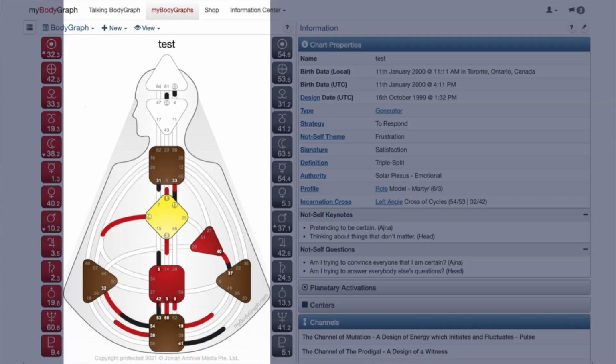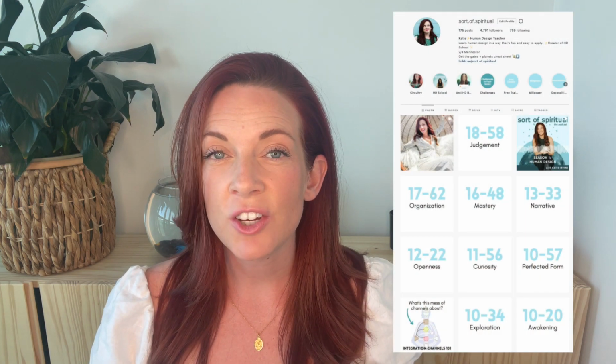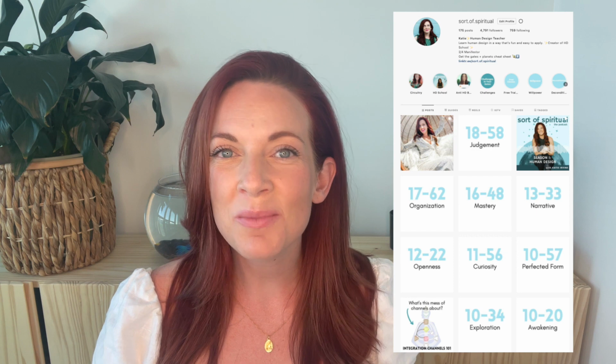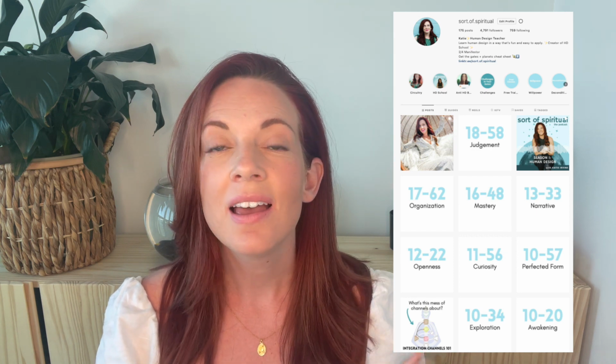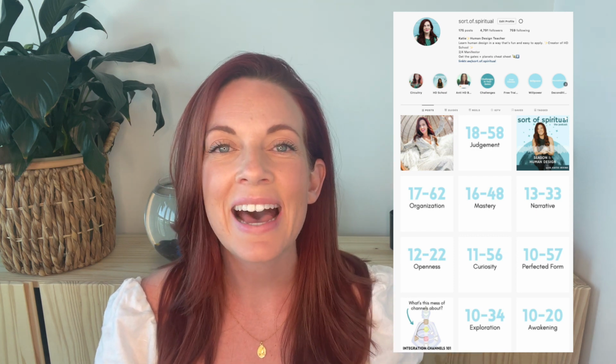Your centers, which are the shapes on the body graph, are also great to learn about. I have episodes on those. The channels, which are the lines between the centers or gates, are great to learn about too. And those are some of the more advanced pieces. You don't need to worry about those right away. I do have a series that I'm teaching on the channels on my Instagram, so you can come check that out as well. I, of course, will link it down below, but it's at Sort of Spiritual if you want to learn more about the channels that you have on your design.